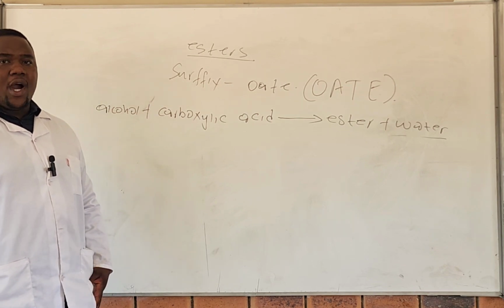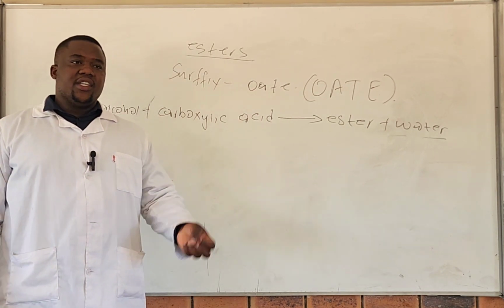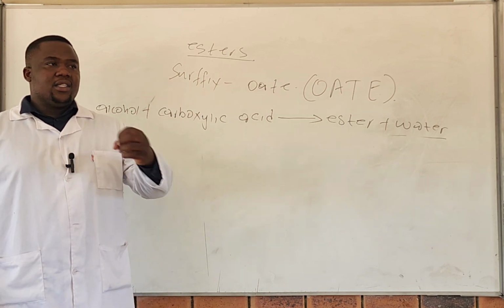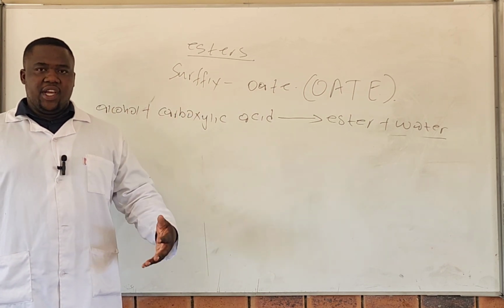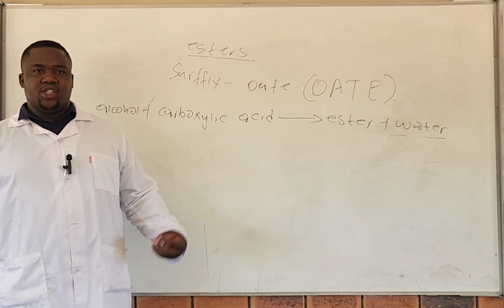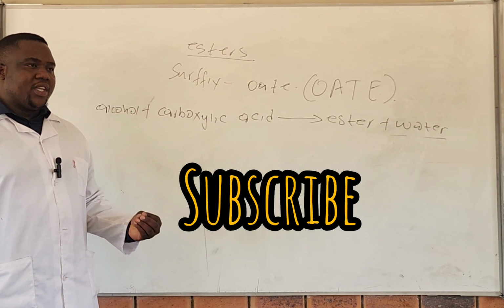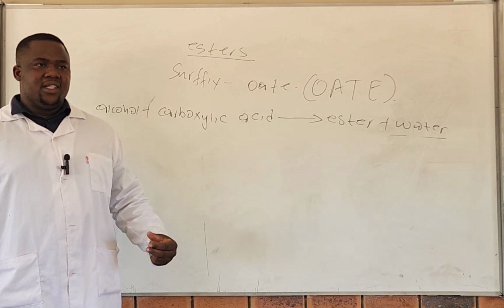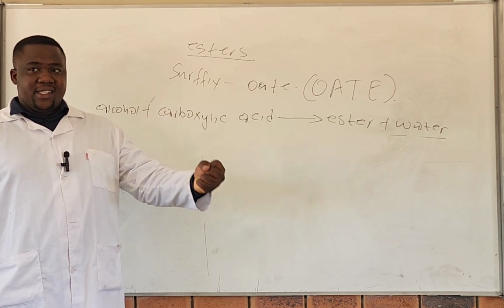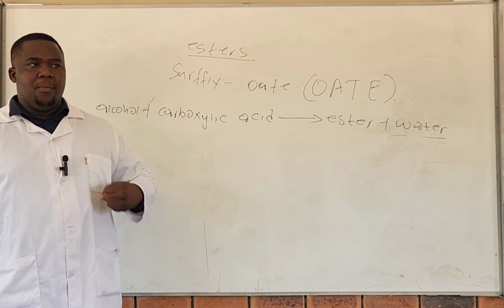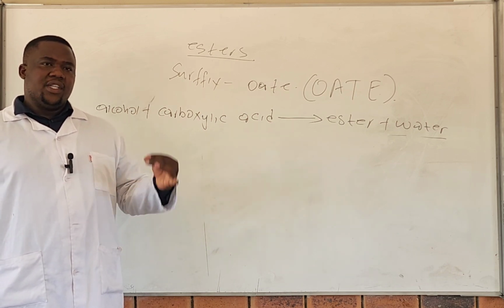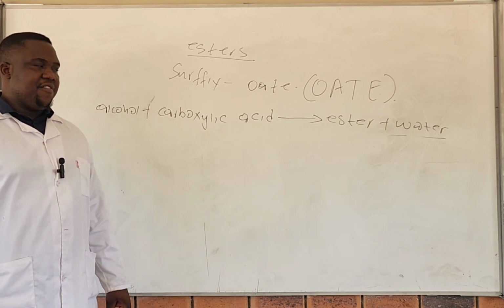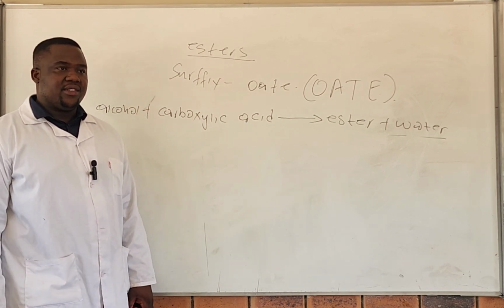So whenever you come across a question that says using chemical structures, chemical formula, show the reaction of alcohol and carboxylic acid to form an ester, you need to know that when alcohol reacts with carboxylic acid, we are going to form an ester, but we're also going to form water. Water is always going to be one of the byproducts of the esterification process.